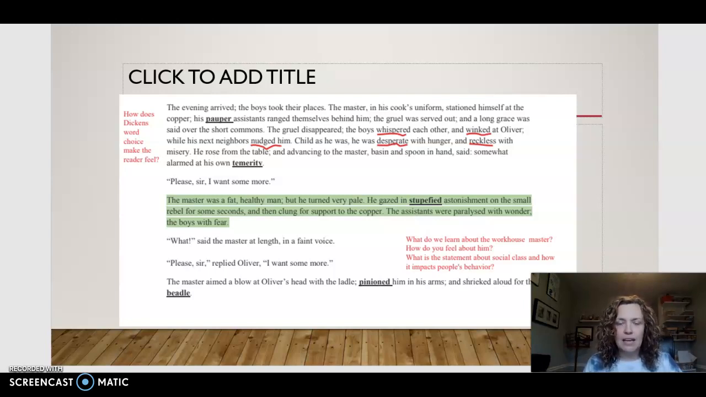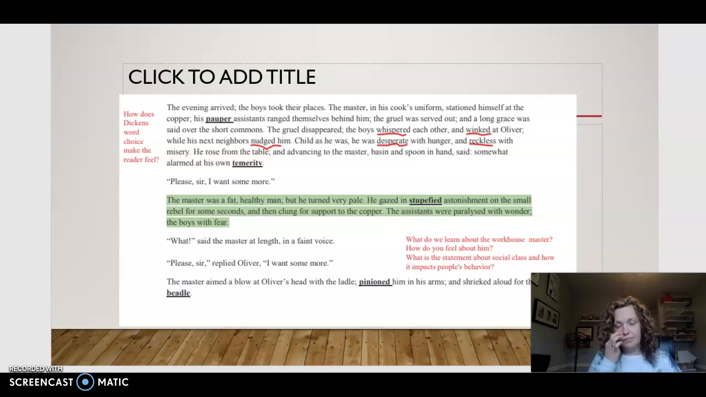He rose from the table and, advancing to the master, basin and spoon in hand, said, somewhat alarmed at his own temerity, "Please, sir, I want some more." The master was a fat, healthy man, but he turned very pale. He gazed in stupefied astonishment on the small rebel for some seconds, and then clung for support to the copper. The assistants were paralyzed with wonder, the boys with fear. "What?" said the master at length in a faint voice. "Please, sir," replied Oliver, "I want some more." The master aimed a blow at Oliver's head with the ladle, pinioned him in his arms, and shrieked for the beadle.